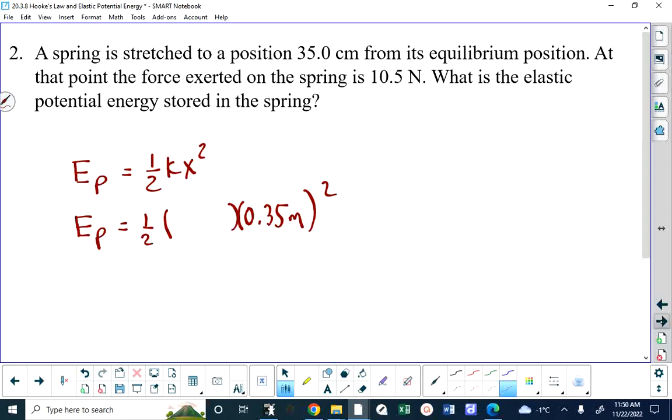Is this the final example? Yeah. Okay. What is k? Or how can we find k?